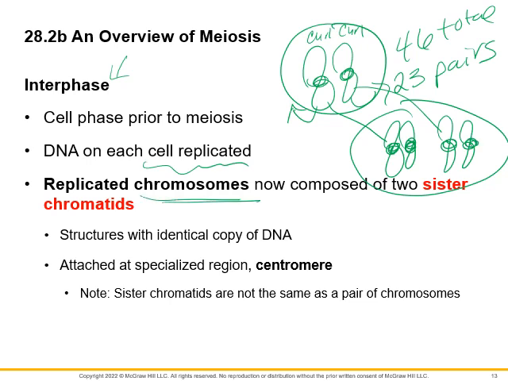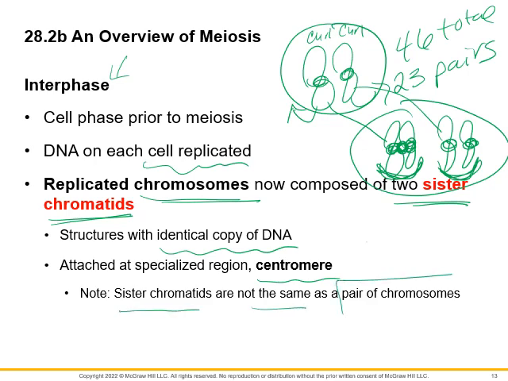So these replicated chromosomes now consist of two sister chromatids. So this is a sister chromatid and this is a sister chromatid. So copies, right? Structures with identical copy. They're attached at the centromere. Sister chromatids are not the same as pairs of chromosomes. So these are pairs of chromosomes. This is a sister chromatid. It's a replicated copy, right? It's a copy of this chromosome.